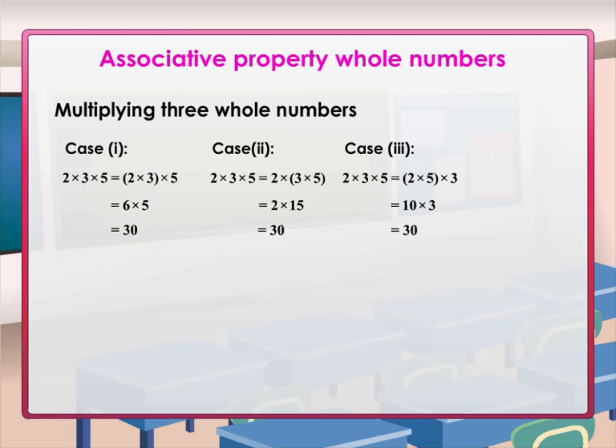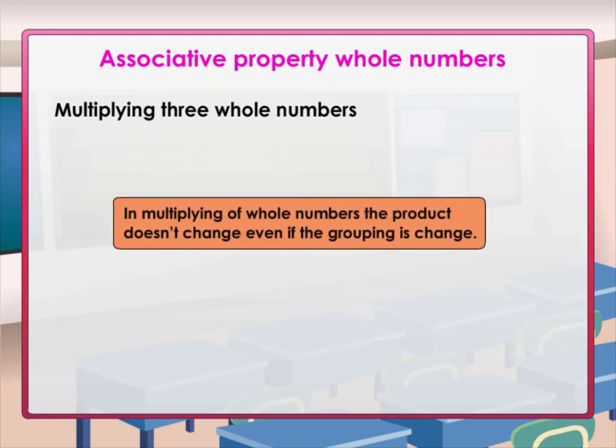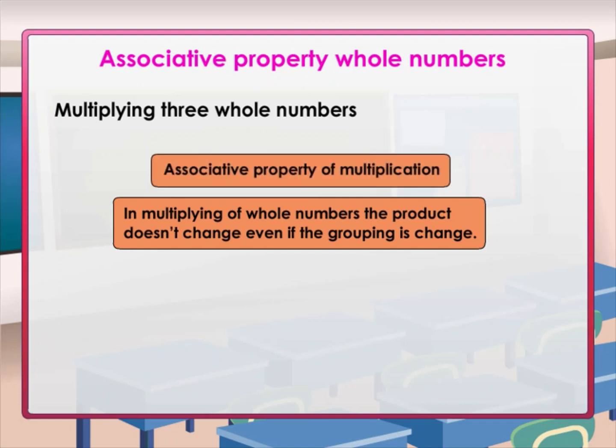What do we see in all the three cases? Whichever grouping we did between two whole numbers, the answer is the same, which is 30. So what did we see when we multiplied the three whole numbers? We can group any two numbers for multiplication, but the answer is always the same. So what do we learn from this? In multiplying whole numbers, the product doesn't change even if the grouping is changed, and this property is called associative property of multiplication.